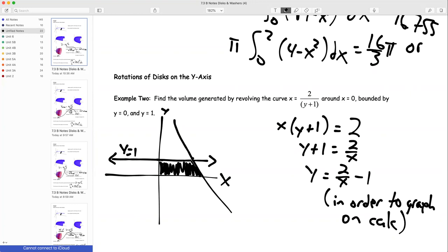Wait, did you have the straight line just because it says it's bounded by y is equal to 0, which is, and y is equal to 1? That's why.